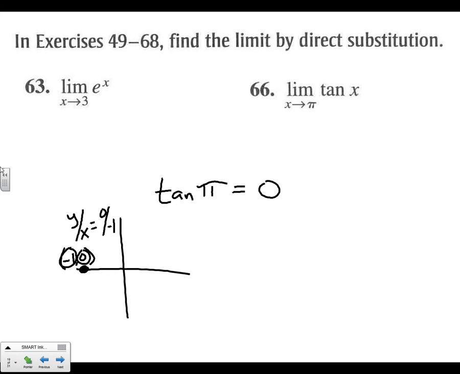Okay, so direct substitution, if the number that x is approaching works, you can just plug it in. If not, you're going to have to go to the table or the graph and see what happens as we approach that number. All right, and that's our Introduction to Limits 12.1.